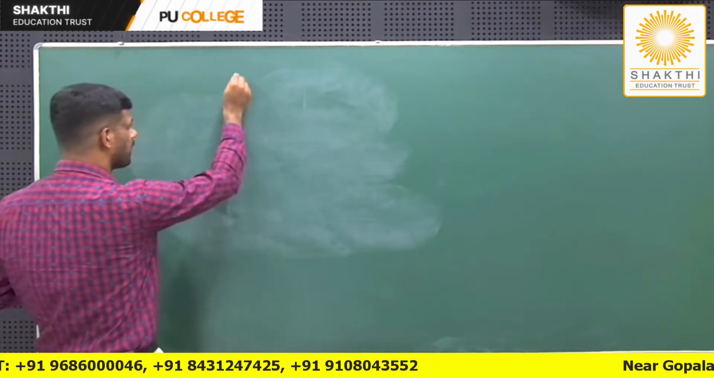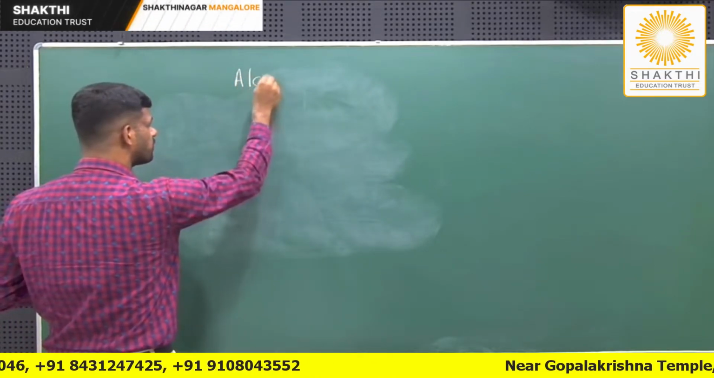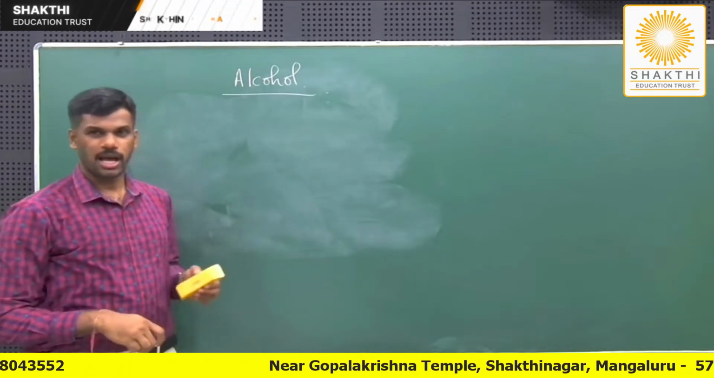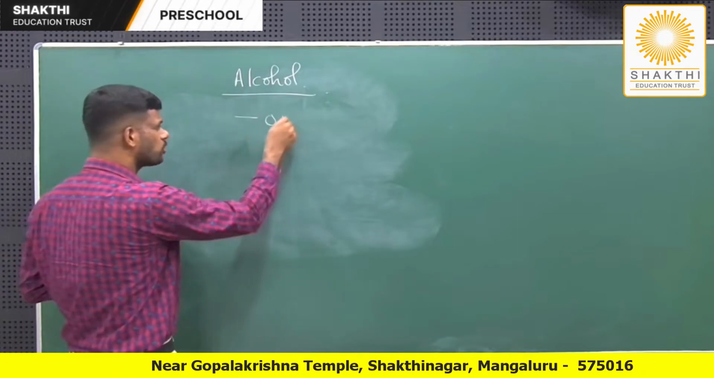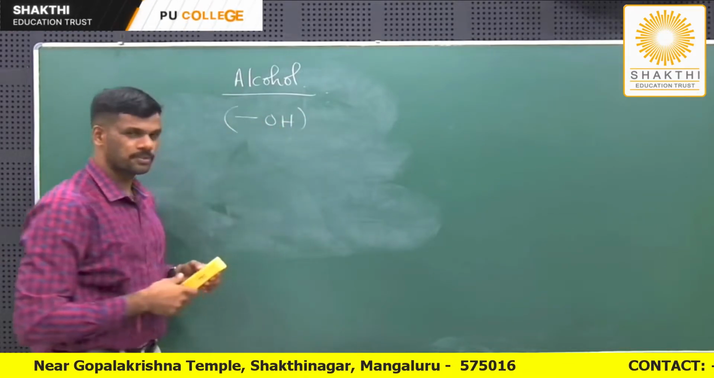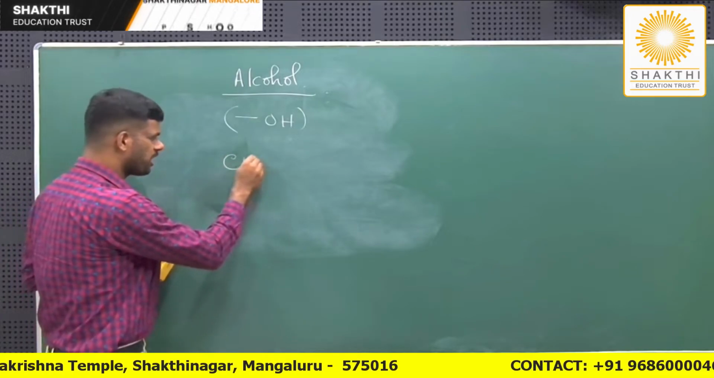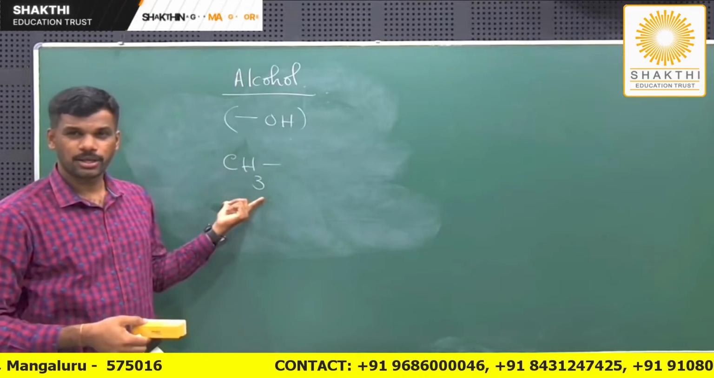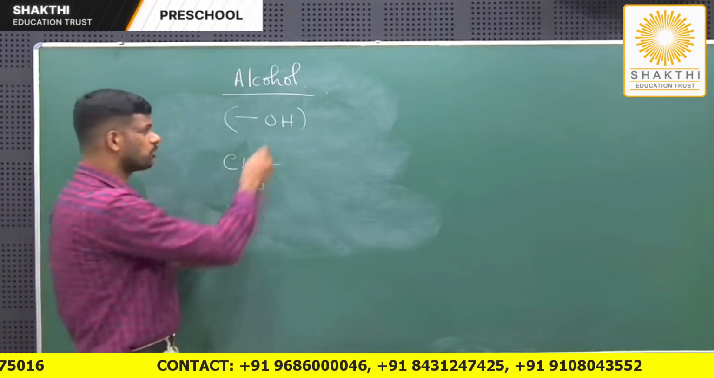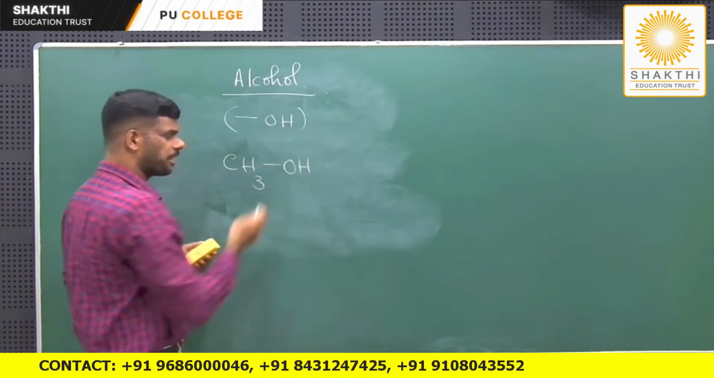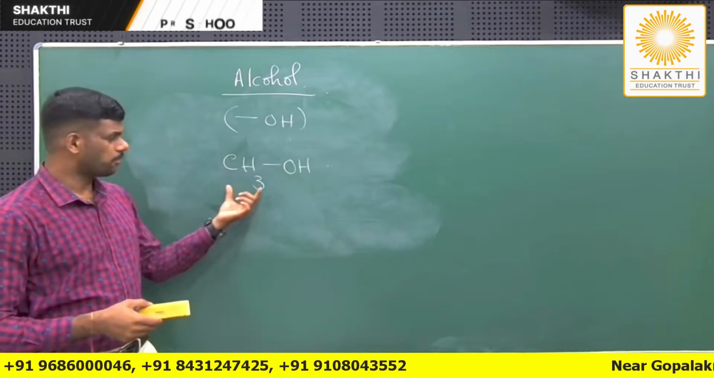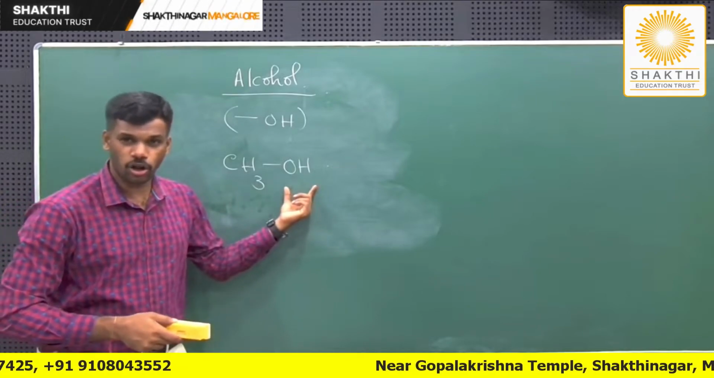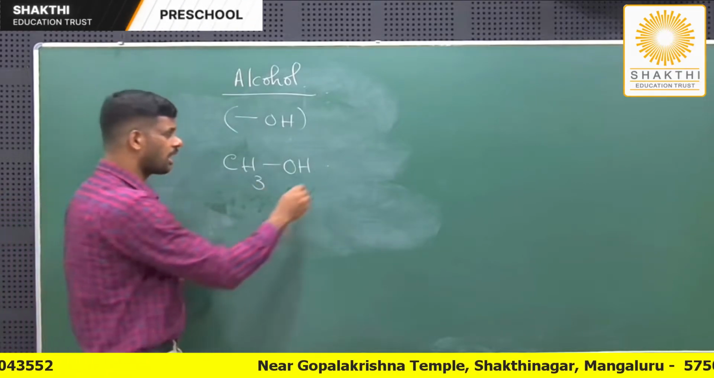For example, I am going to teach you the first functional group I am going to write: alcohol. Alcohols are OH groups. If you have CH3, just now we understood that this is the methyl group, to which an OH group gets added. By this, you can directly say this is methyl, this is alcohol. I can call it methyl alcohol.